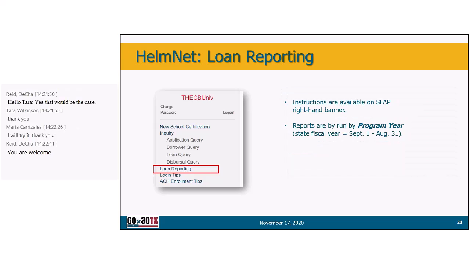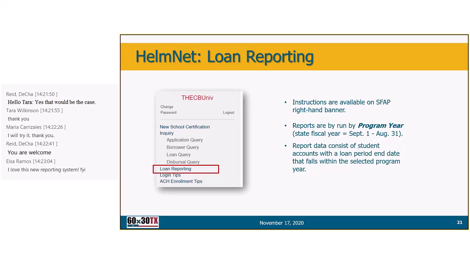Okay, so things to know about the reports that's pretty important. And again, I addressed this on a prior training, is that when you run the reports in here, it's not going to capture application, for one. And two, the most important thing is that it's run by program year, meaning it aligns with the state's fiscal year. So when you're extracting information, the report is going to pull student accounts with a loan period that falls within the program year.